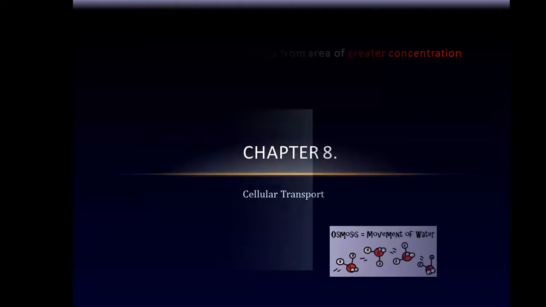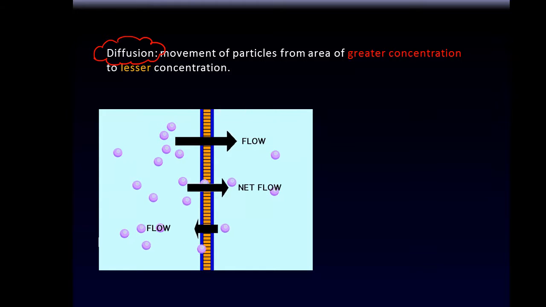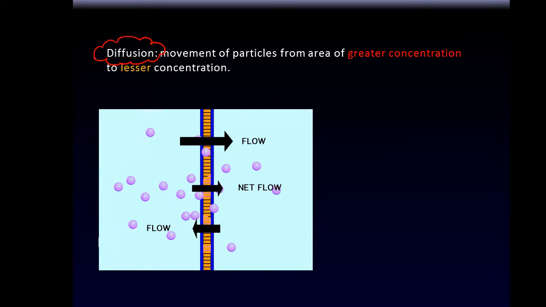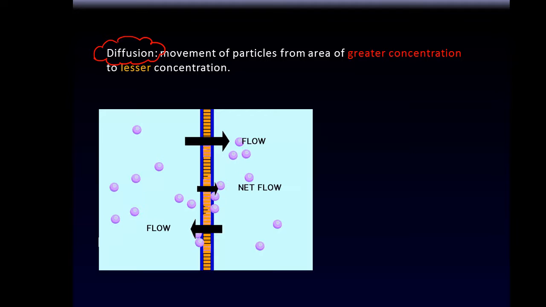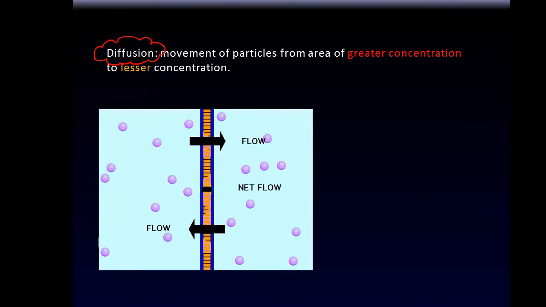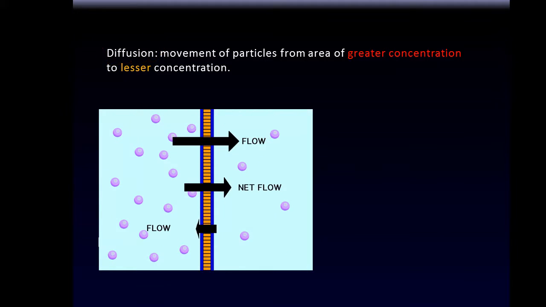So diffusion is movement of particles, as you can see, from an area of higher concentration to an area of lower concentration. It is a matter of probability. The reason it occurs in this manner is because the probability of these molecules bumping into each other is higher in the area of greater concentration, and until that probability is equal, diffusion will continue to occur. So that's diffusion.